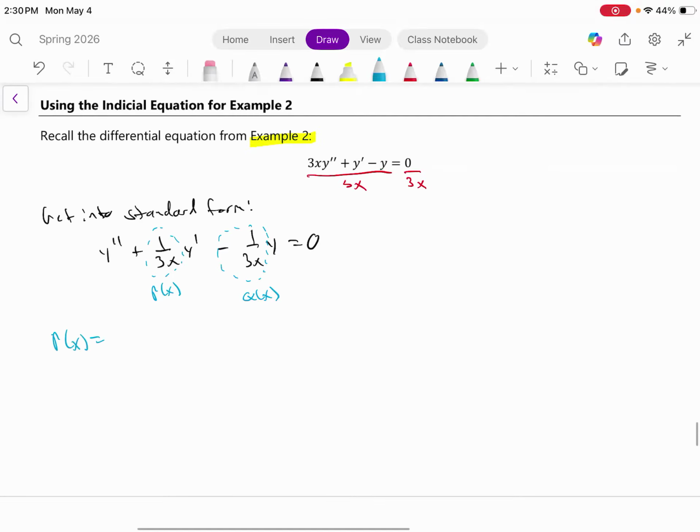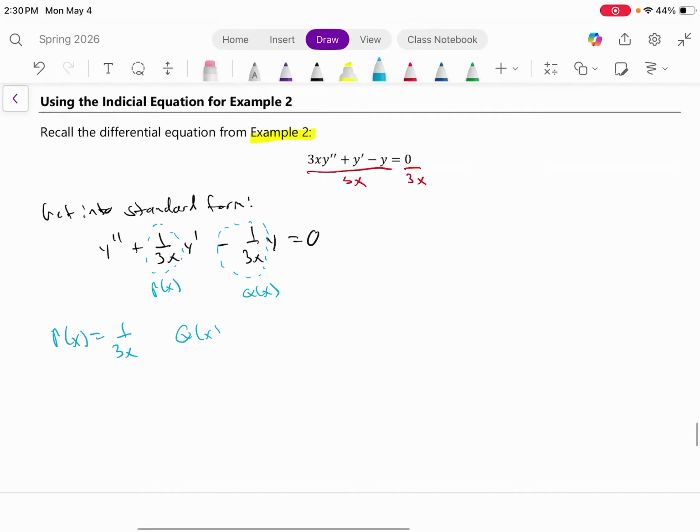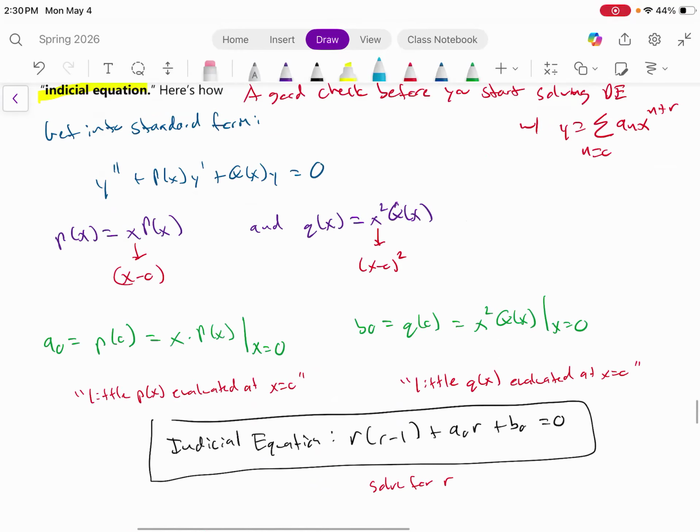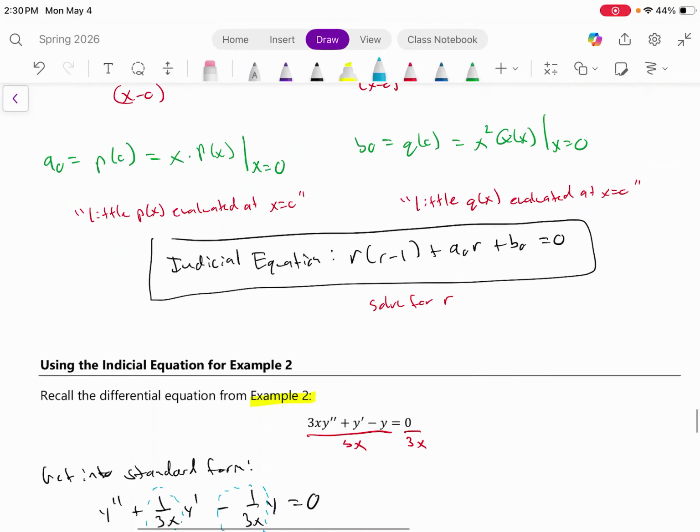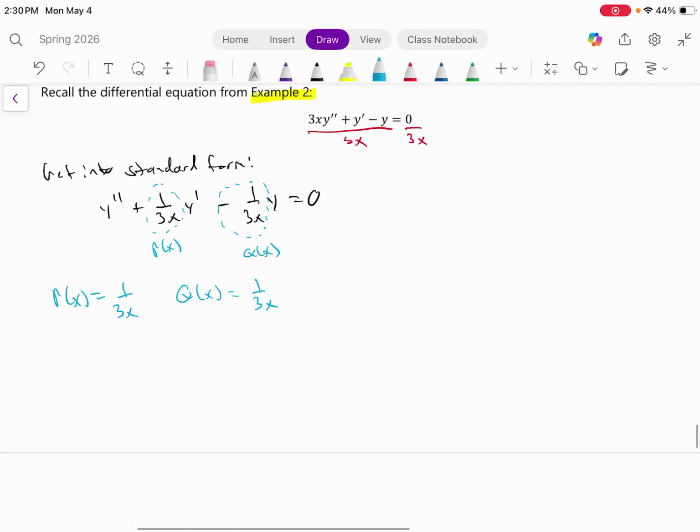So let's just write it down for the sake of it. We need to get a little p of x, little q of x. We need to get a naught, b naught, and set up our equation. So little p of x is x times p of x, which is x times 1 over 3x. The x's cancel out, and what I'm left with is just 1 over 3.